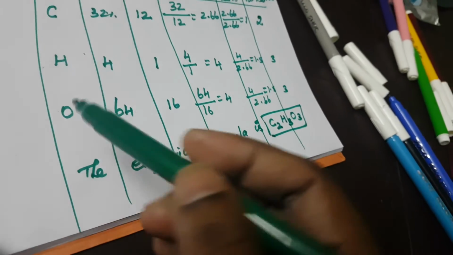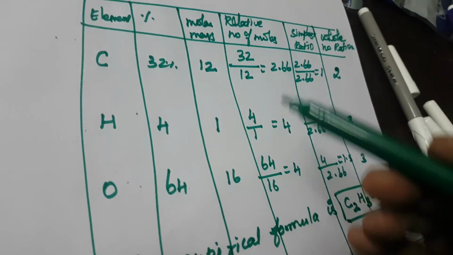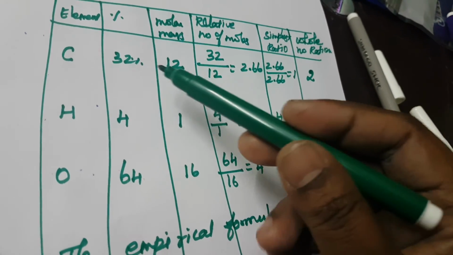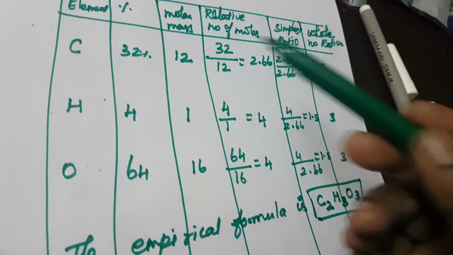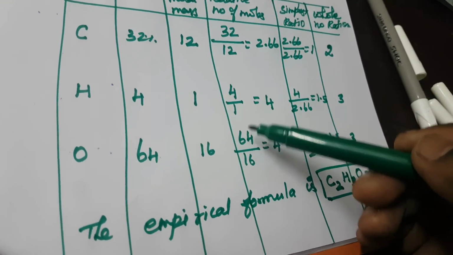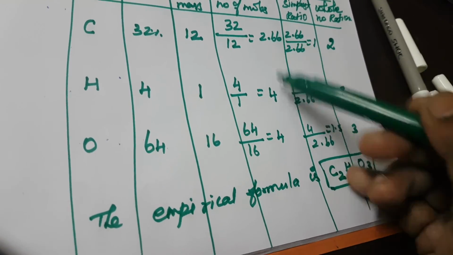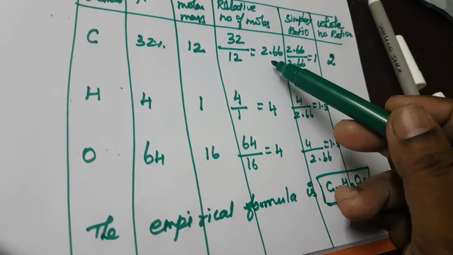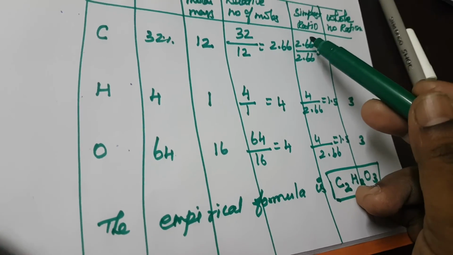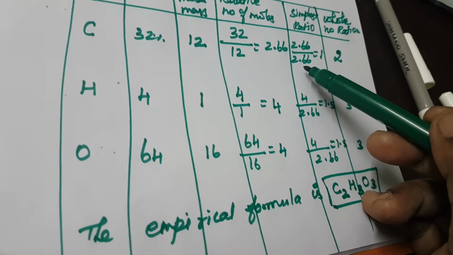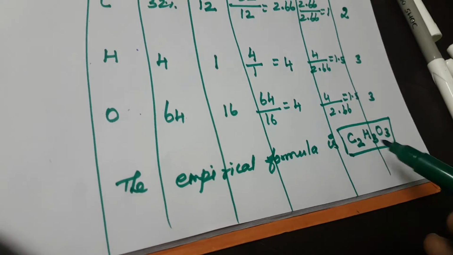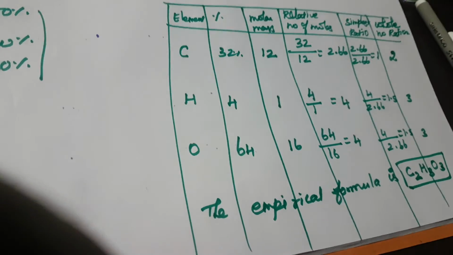Okay, understand? What is the first step? First you write the element, you write the percentage, then you write the atomic mass, then the relative number of moles. How to calculate the relative number of moles? Percentage divided by atomic mass. Then among these three values, which one is the least value? You divide each number by that least value. So that is converted into the simplest ratio, 2.6 divided by 2.6. So everything you divide, that is the simple ratio, that is the whole number.